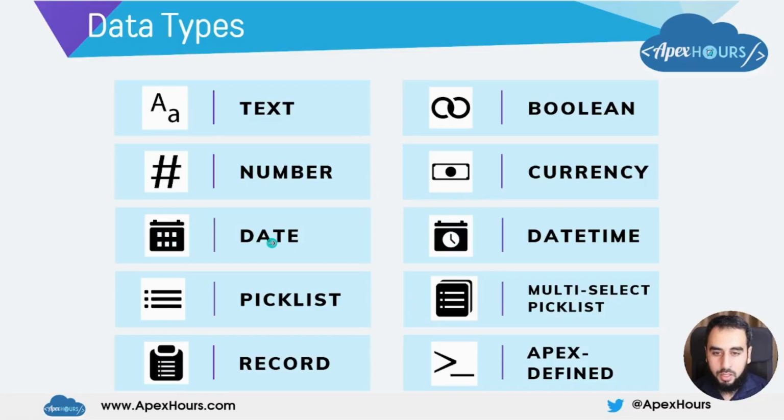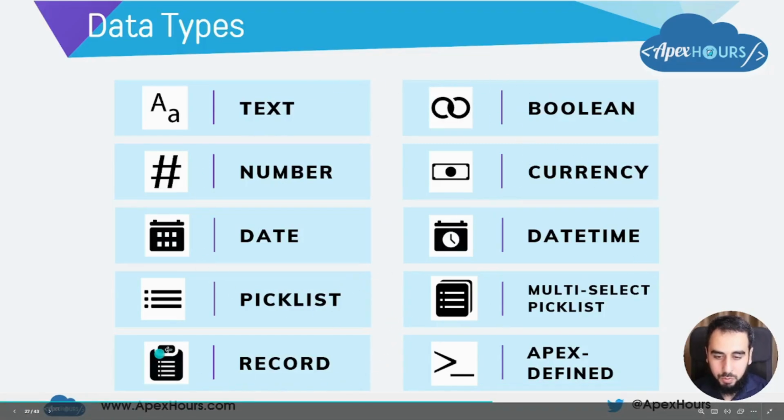We can also create a date, a pick list. I have no idea how to use pick list or multi-select pick list as variables. I have not tried that before, but it looks like these are available options. We also have a Boolean, just to cover all of these. And then we have a record data type as well.